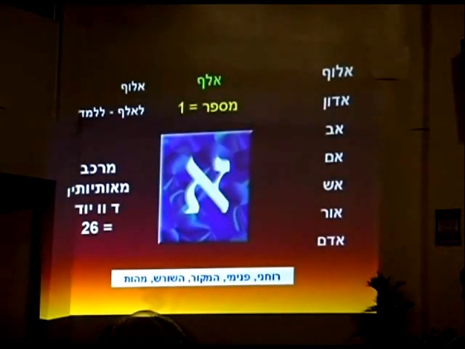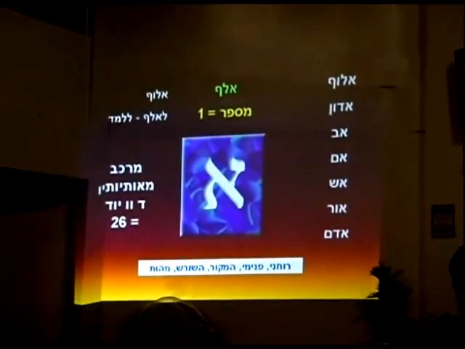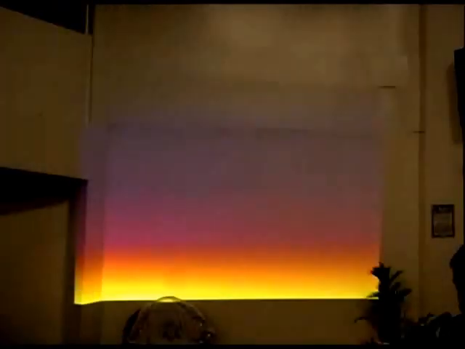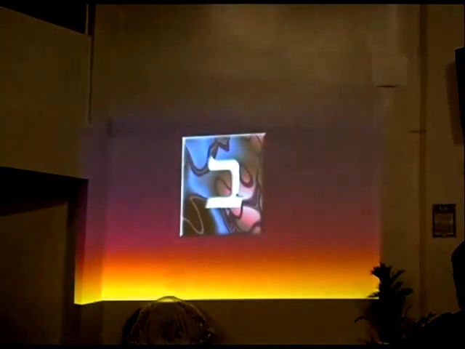Two Yuds, I'm sorry. Two Yuds, well, it depends how you write it. Two Yuds and a Vav, equaling 26, which is Hashem, Hashem. Okay, next letter. Bet.